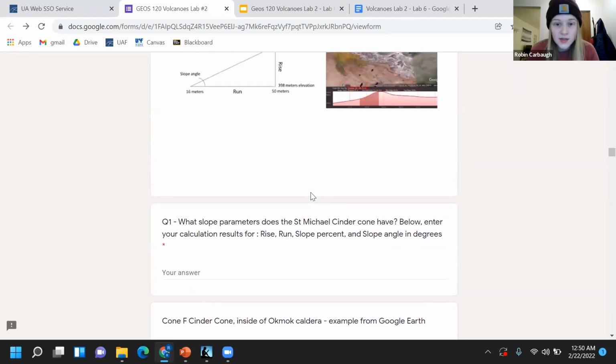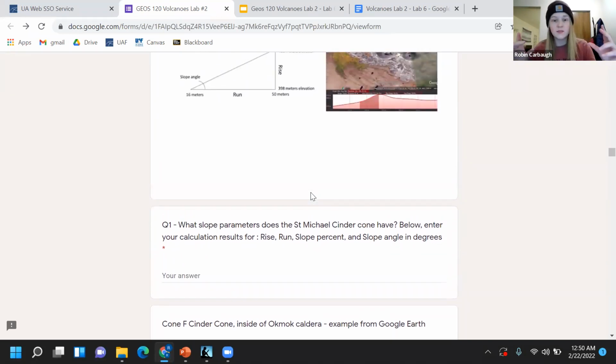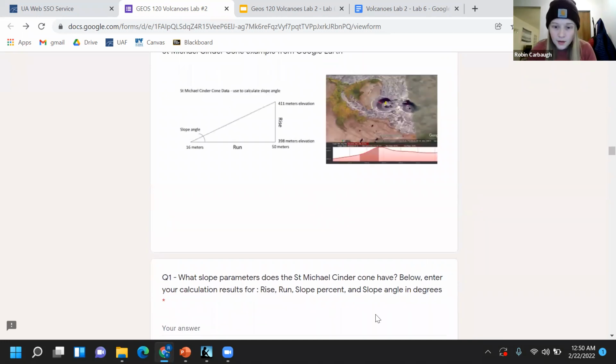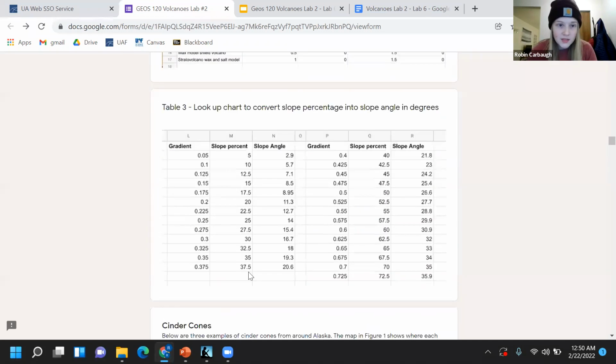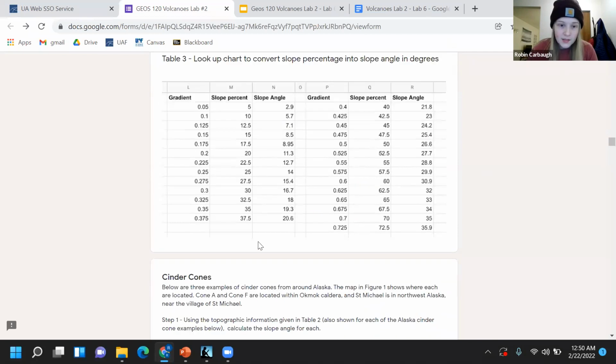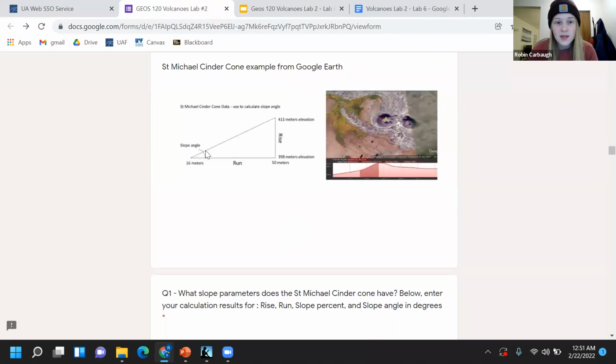That slope percent, you'd want to take rise divided by run. That would give you the slope gradient. We can multiply that by 100 to convert to a percent. Once you have that, we can find the slope angle by coming up to table 3 here. And it was like 38, so close to around 37.5 on this table, a slope angle of 20.6. So that's saying that this angle here is 20.6.